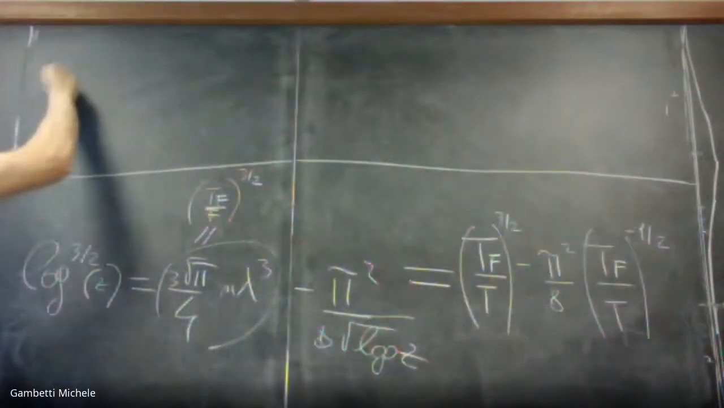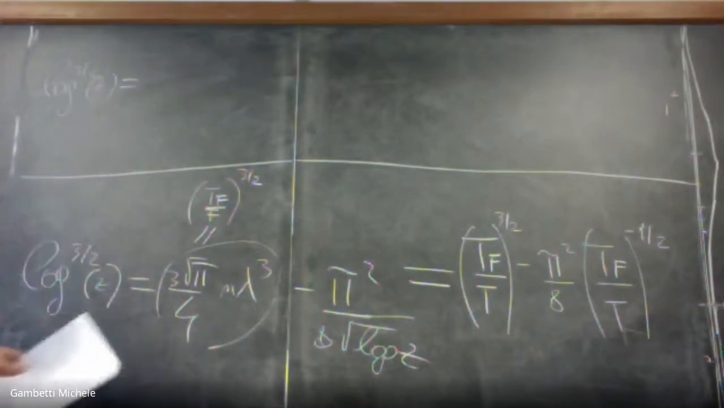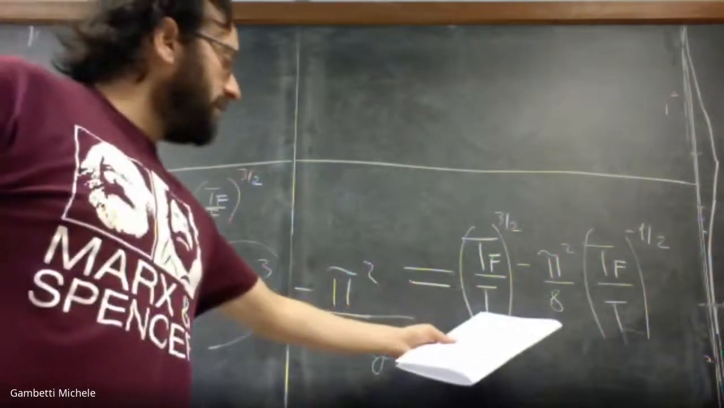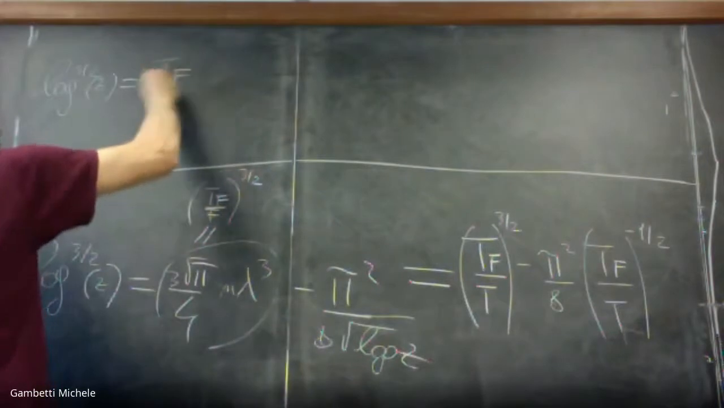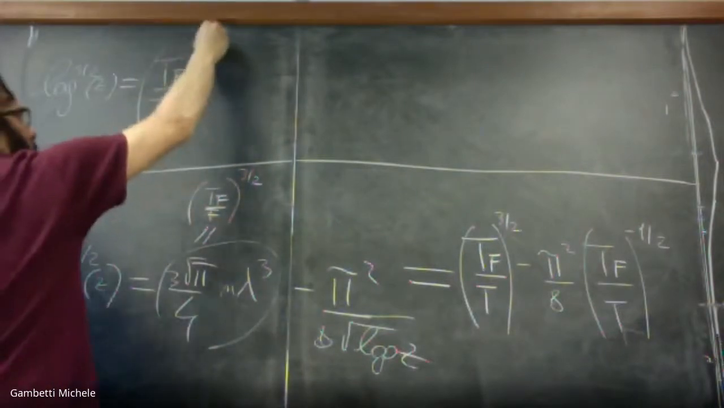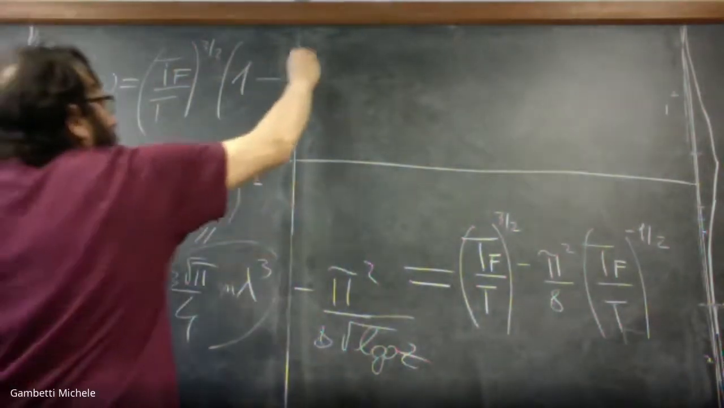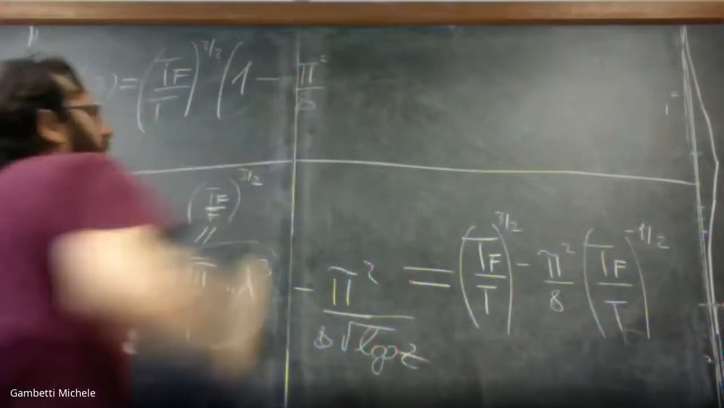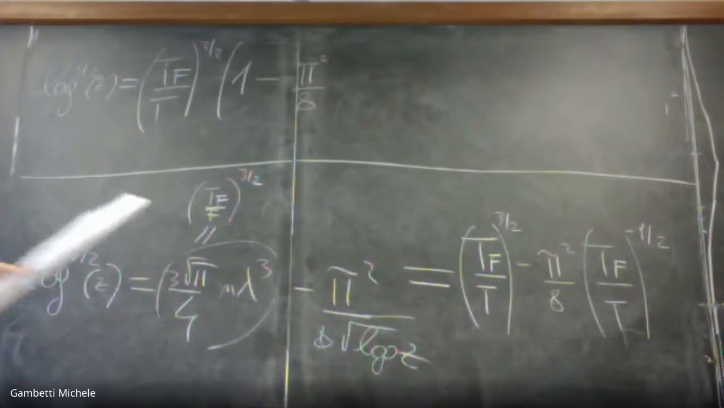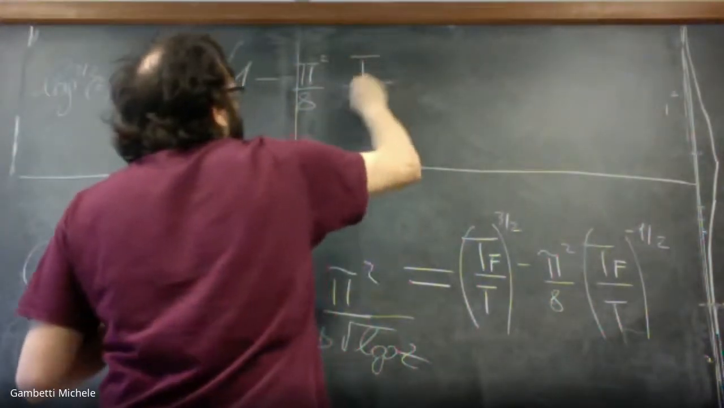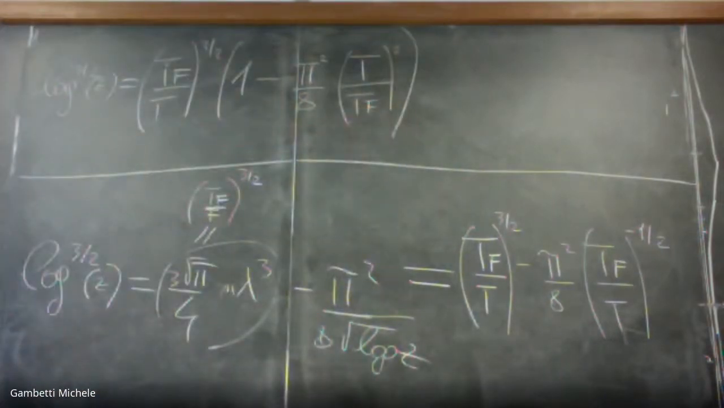So here I have the log 3 alpha of z, which is equal to... So now let me collect Tf divided by T to the power of 3/2, and here I have 1 minus pi squared divided by 8, and here I have T divided by Tf squared. That should be correct now. Okay.